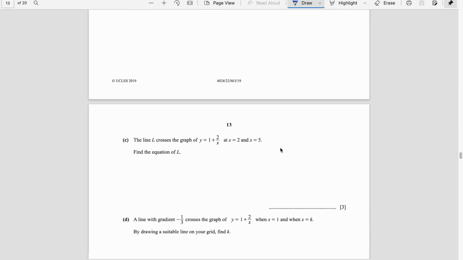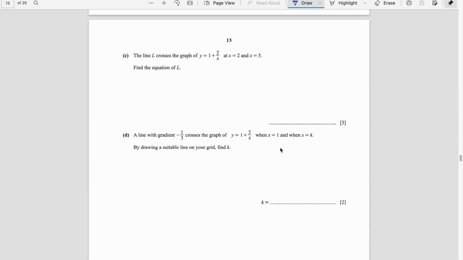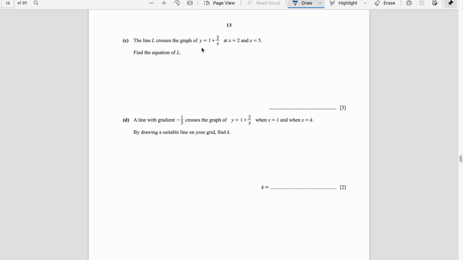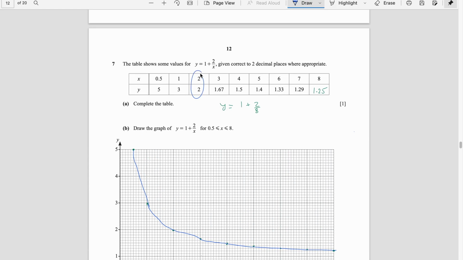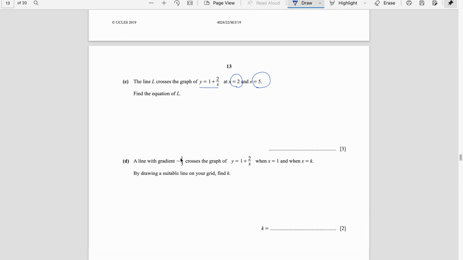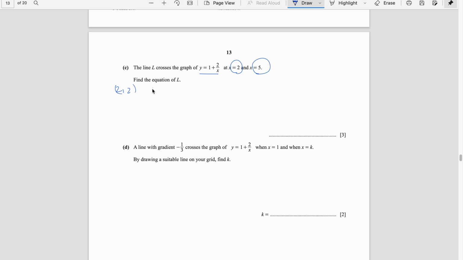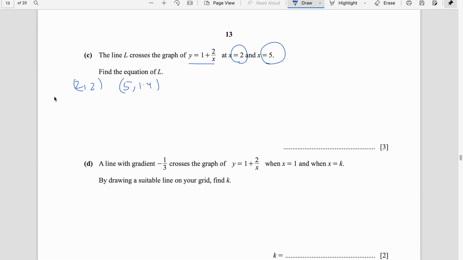What does the second part have to say? The line L crosses the graph at x 2 and x 5. Find the equation of line L. So at x 2 this is the point, at x 5 this is the point. So 2 comma 2 and 5 comma 1.4. So we have these 2 points and we can find the equation easily.